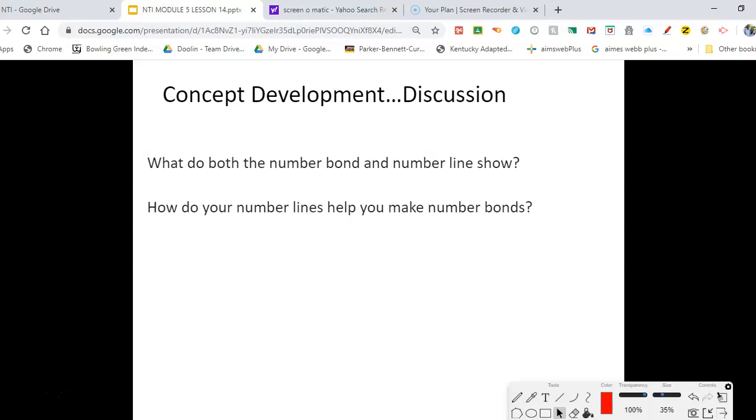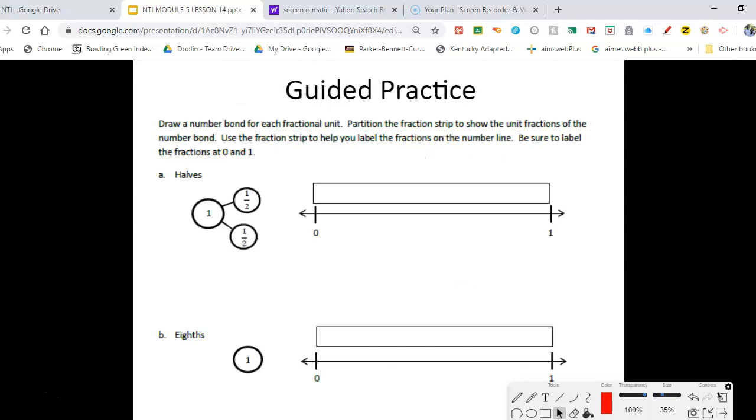So how can number lines help you to make a number bond? If you partitioned your number line into 4 equal parts, then you know that your number bond would need 4 legs or 4 arms on it. And that is how it can help you. So let's do some guided practice. And you can continue to work on the page that you have in your packet to do this work on.